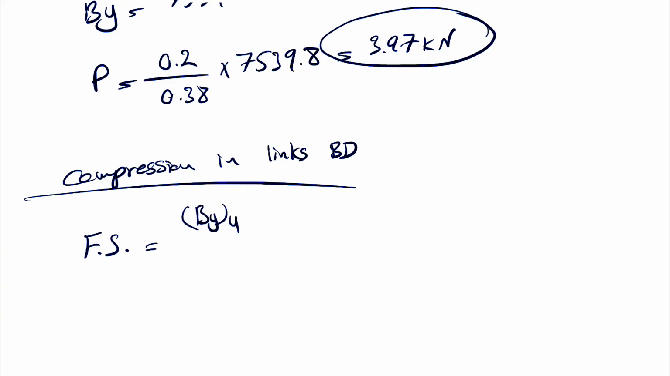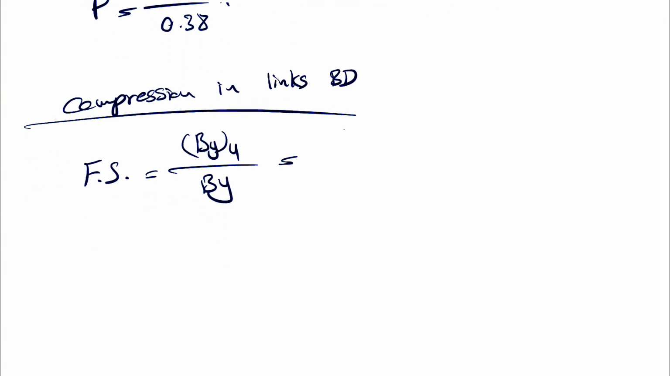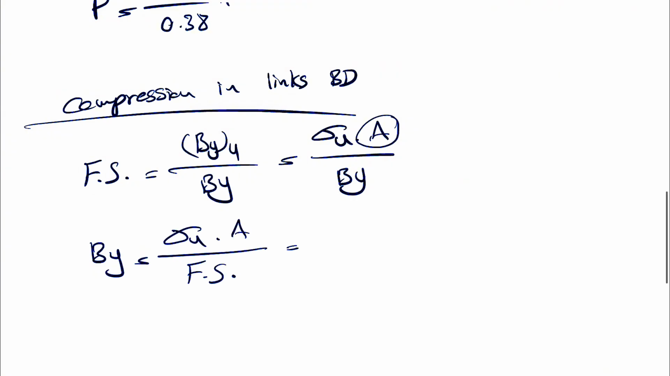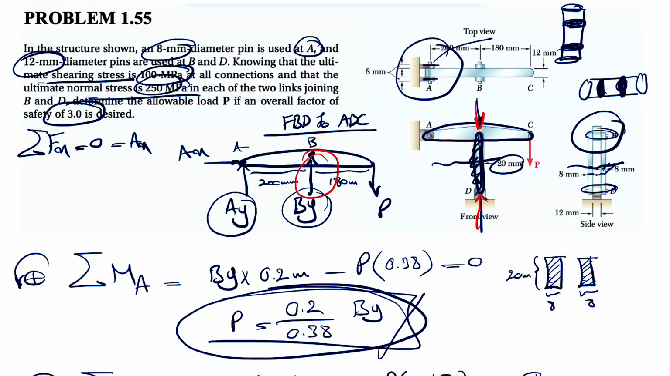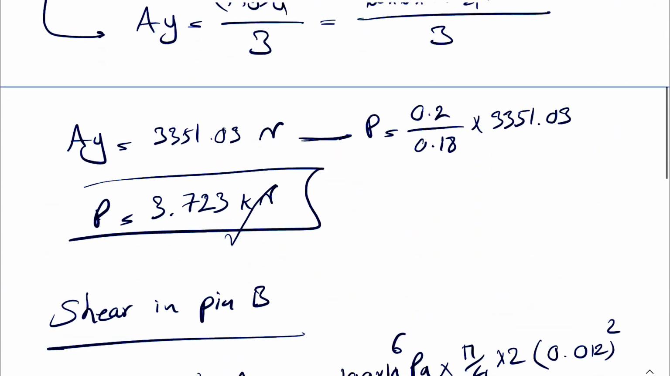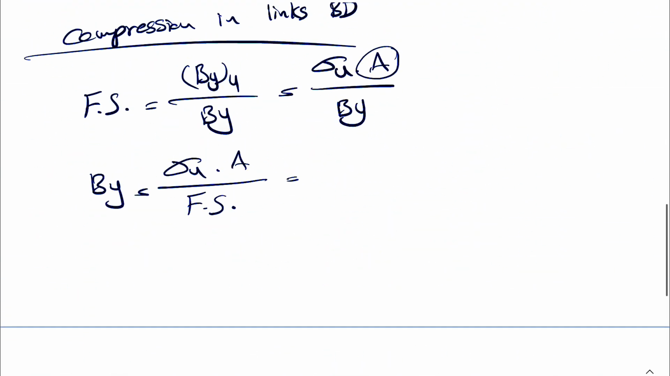So we need the ultimate By over our By, and the ultimate By would be again the ultimate strength times the area. For the area, again, we are dealing with two of those rectangles, so keep in mind that would be our By. So let's check out what was the normal stress. The normal stress this time would be 250 megapascal times 10 to the 6 in order to get it in Pascal. And the area, we have two of those rectangles.